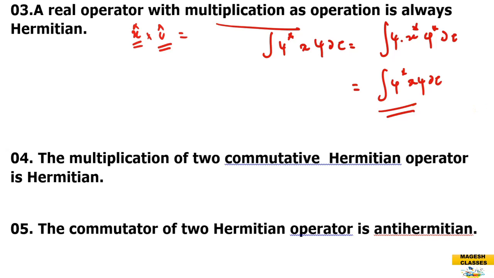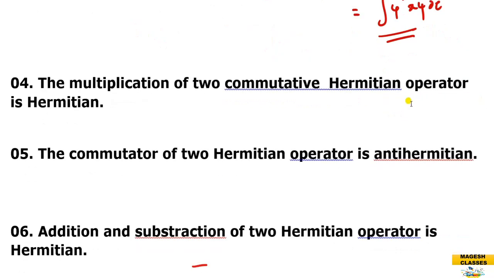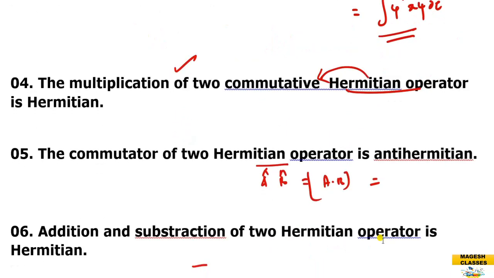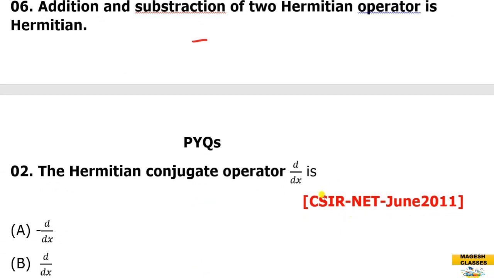The product of two commuting Hermitian operators is Hermitian. If the two operators are Hermitian and they commute with each other, then the product of the two operators is Hermitian. The commutator of two Hermitian operators: if the operator A is Hermitian and B is Hermitian, then their commutator is said to be anti-Hermitian, the negative one. Addition and subtraction of two Hermitian operators is Hermitian. Okay, these are some of the properties. We will discuss these properties in the problems.